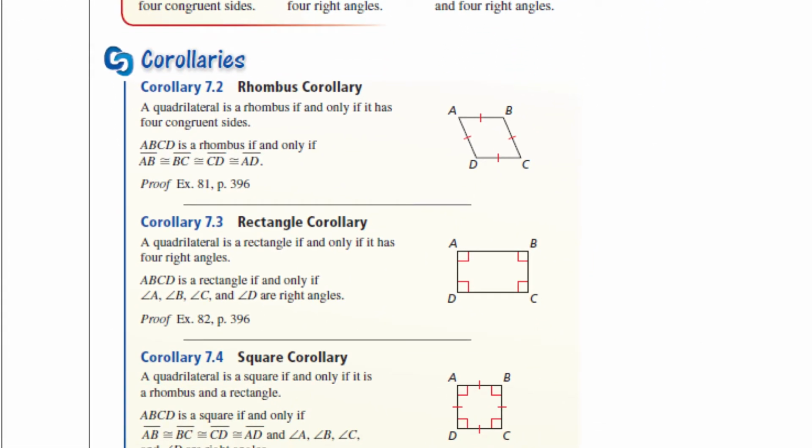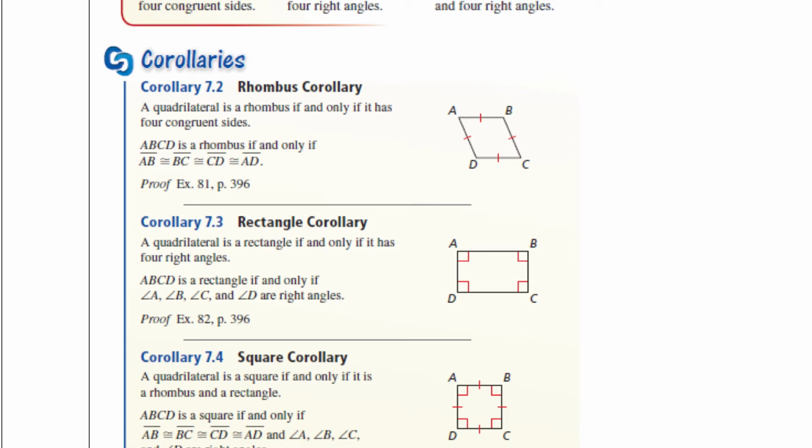So if you have a quadrilateral and it's a rhombus, we say if and only if it has four congruent sides. So it works either way. If you've got four congruent sides, it's a rhombus. If it's a rhombus, you've got four congruent sides. Same with a rectangle. If you've got four right angles, it's a rectangle. If it's a rectangle, then you've got four right angles. So that's why we're saying if and only if.